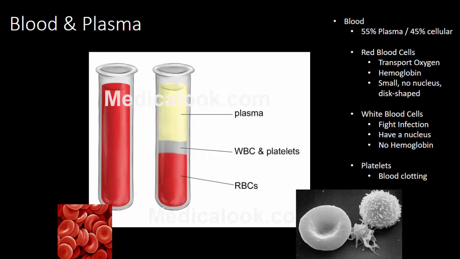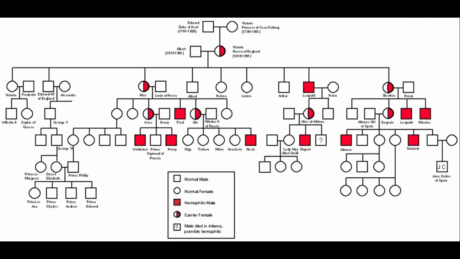Individuals with hemophilia have a recessive genetic mutation in the gene for clotting factors. Their blood doesn't clot well, if at all, and they are at risk for bleeding to death. Hemophilia was present in the European royal families for a number of generations.